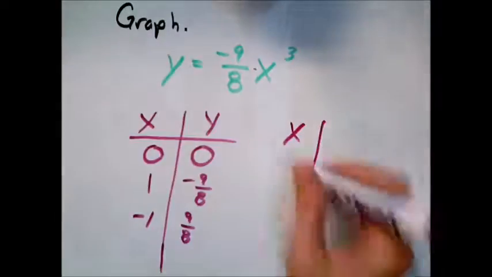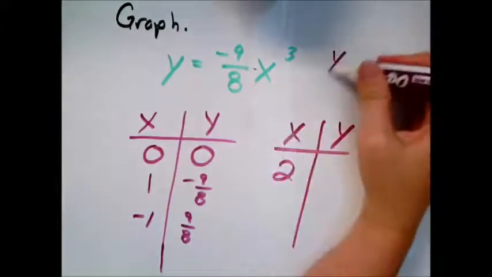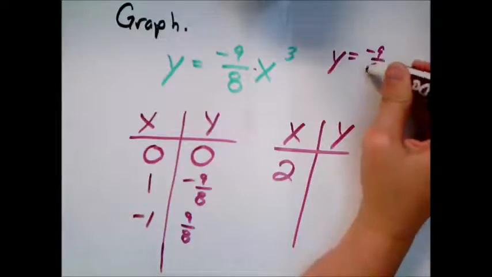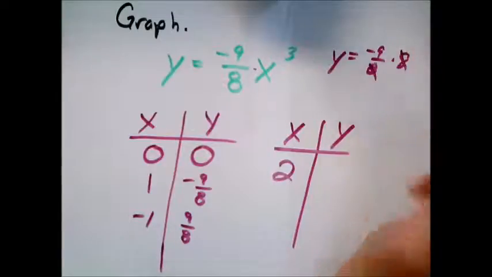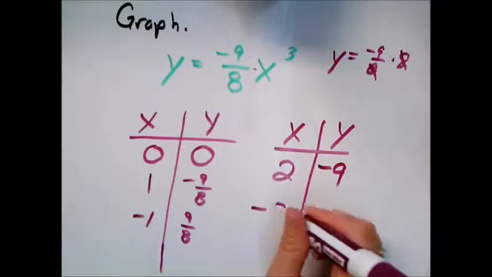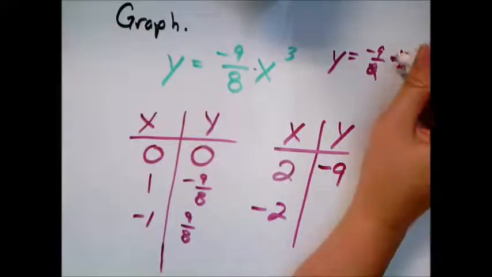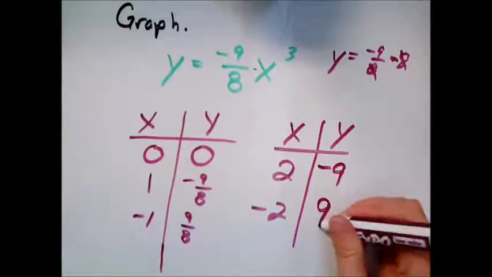So I'd say if I try 0 and 1, let's try 2. So this says negative 9/8 times 2 to the third. 2 to the third is 8, so it looks like the 8's cancel, so I get negative 9. And then same thing if I try negative 2. Negative 2 to the third is negative 8, so the 8's still cancel, but also there the negatives cancel.